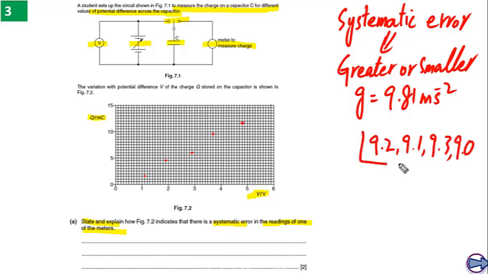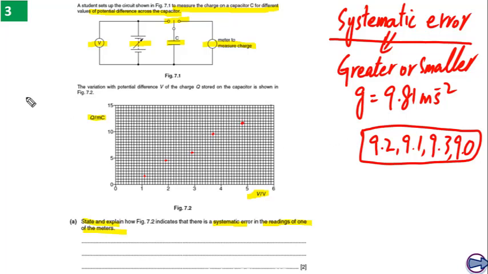As you can see here, these values are very close to each other. We can say these values are precise, but they're not accurate, because these values are just lying on one side of the actual value. They're smaller than the actual value. This is also true if we got all the values greater than the actual value. So it means there is systematic error in the readings. So how can we answer this question now?